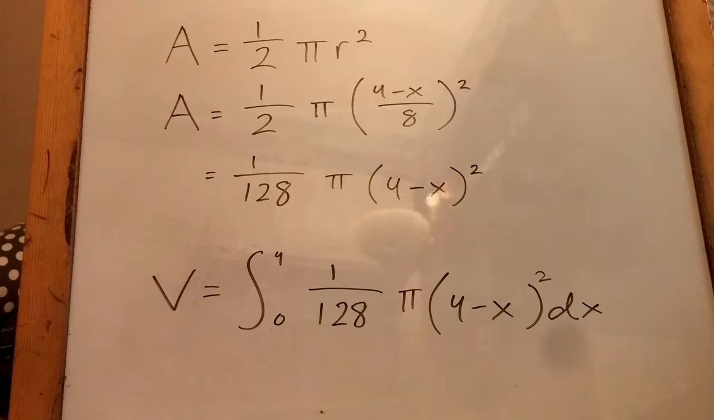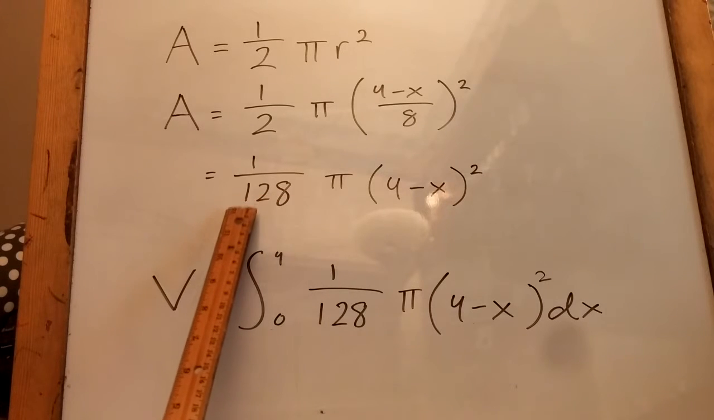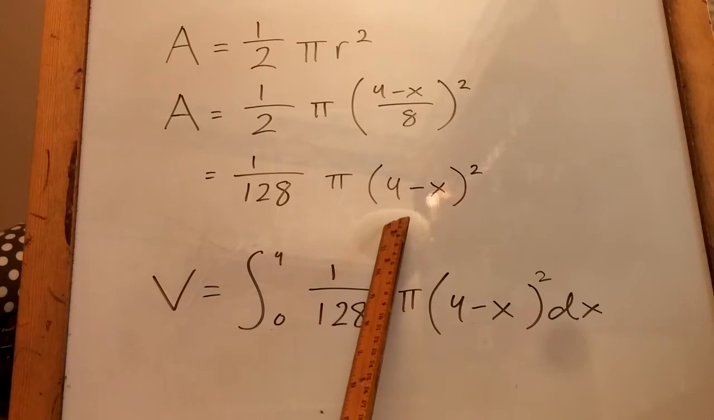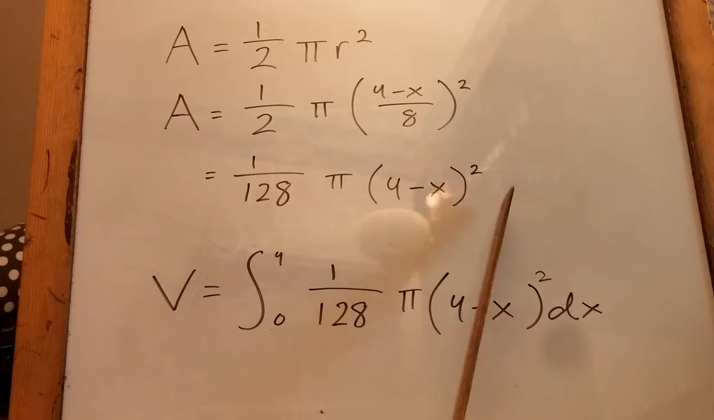So now that we know the radius, we just have to plug in the radius to the area formula to find the area. So the area formula, once again, is 1/2 pi r squared. So if we plug in the radius, that would be 1/2 pi times the quantity (4 - x)/8 squared. And that would give us 1/128 times pi times the quantity (4 - x) squared.